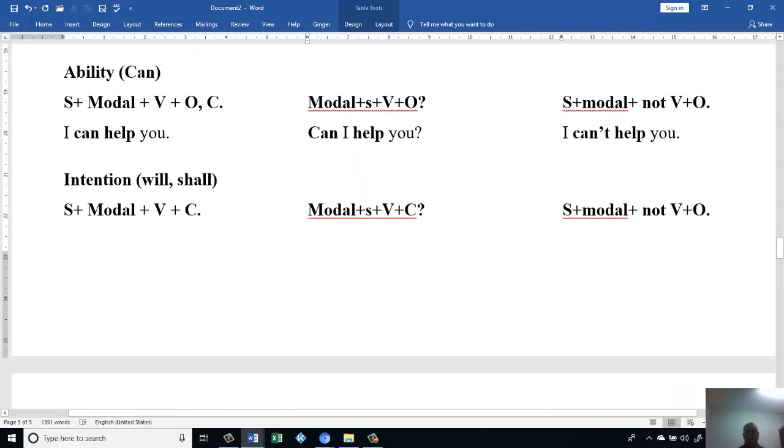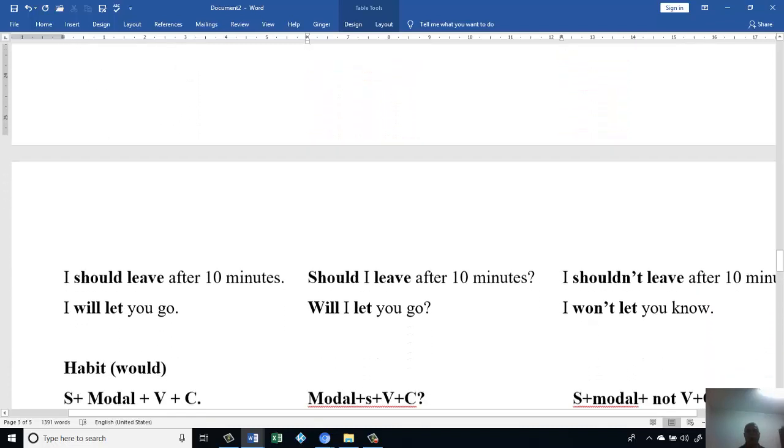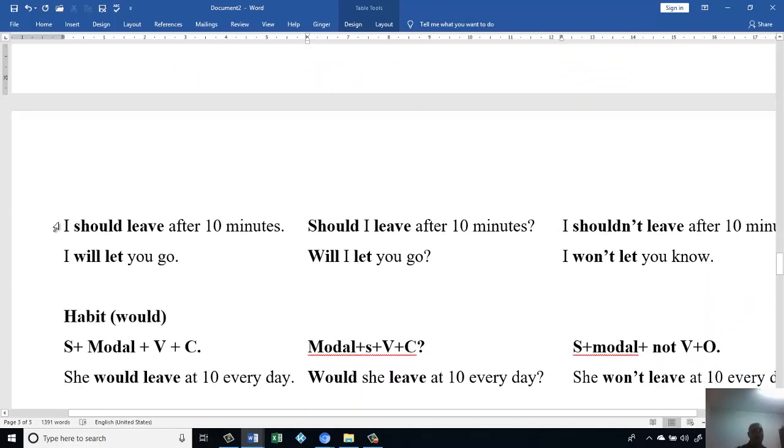Okay, sorry for the mistake I did. I should leave after 10 minutes. If you look here, we have the modal, then the root of the verb, then make an interrogation or a question. Should I leave after 10 minutes? Yes, I should, or no, I shouldn't. Then I shouldn't leave after 10 minutes. Or sometimes we say, well, I will let you go. Then make a question or interrogation. Will I let you go? Yes, I will, or no, I will not.